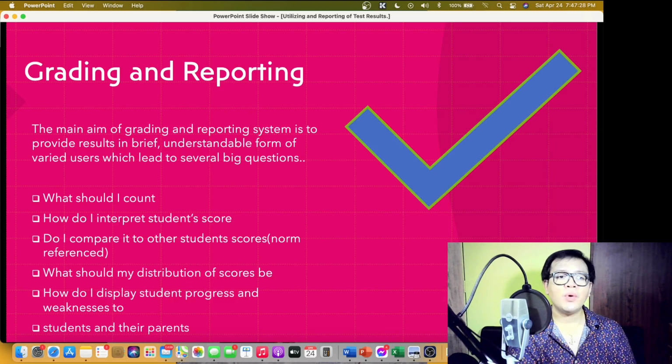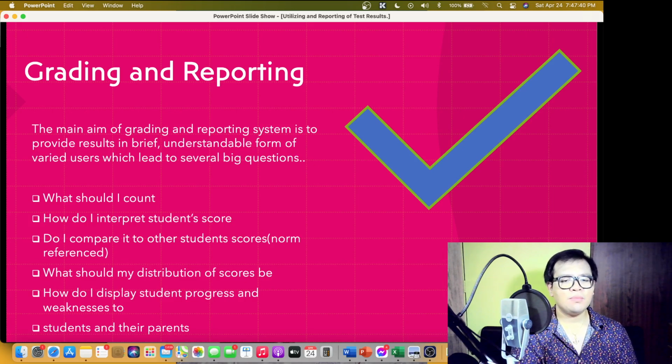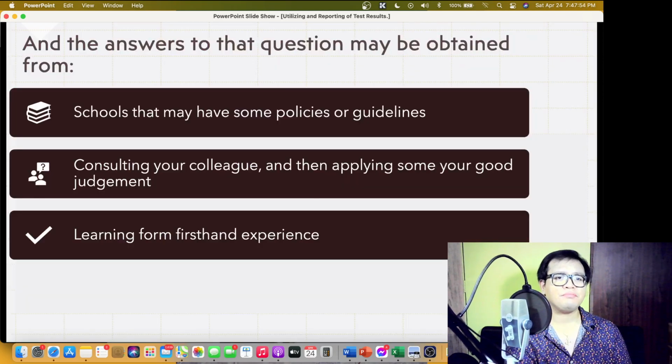So grading and reporting, the main aim of the grading and reporting system is to provide results in brief, understandable form to varied users, which would lead to several big questions. So what should I account for? What should I interpret to my student's score? Do I compare it to other students' scores? That's actually a norm reference. What should my distribution of scores be? How do I display student progress and weakness too? Are students and their parents able to know this?